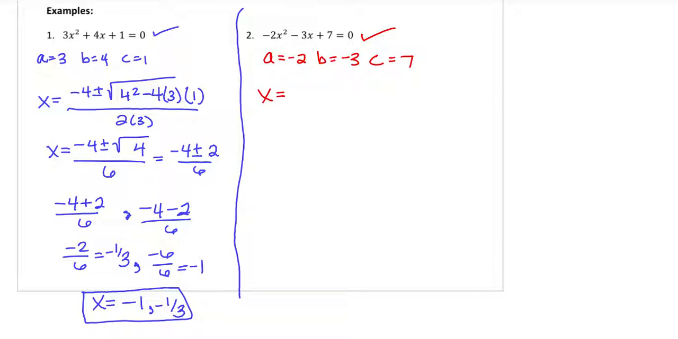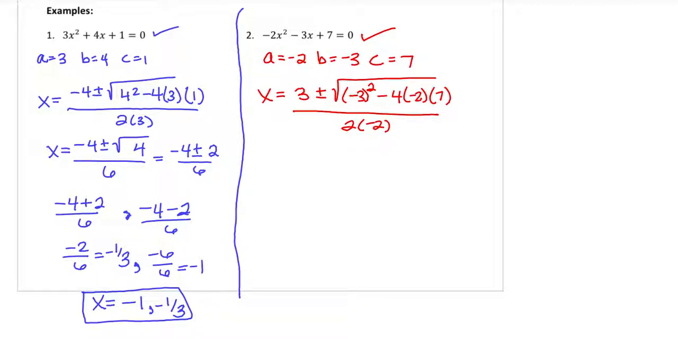X equals the opposite of B, which is 3, plus or minus the square root of -3 squared. Be careful with this negative because it can hurt you. If you don't put it in parentheses, you'll get the problem wrong. So just be careful. Minus 4 times A, which is -2, times C, which is 7, all over 2 times -2.